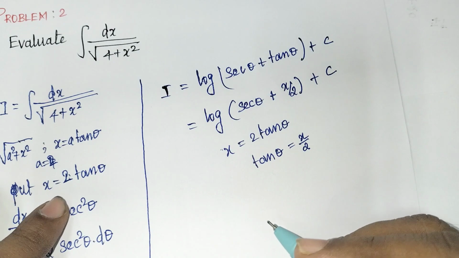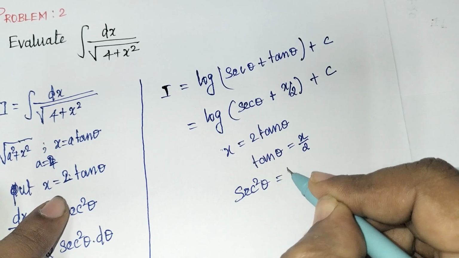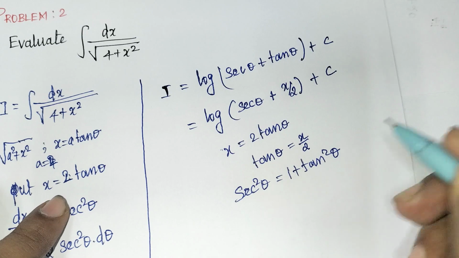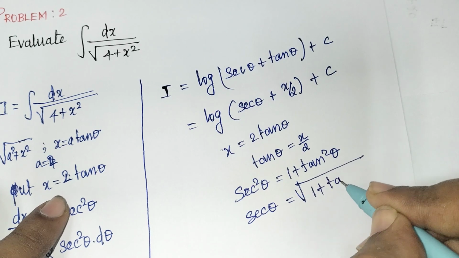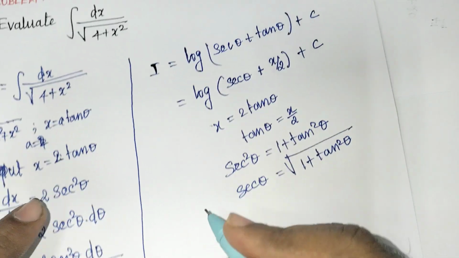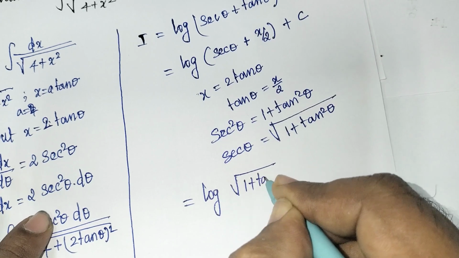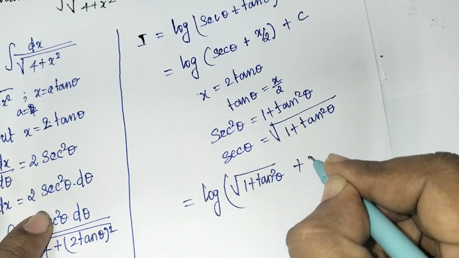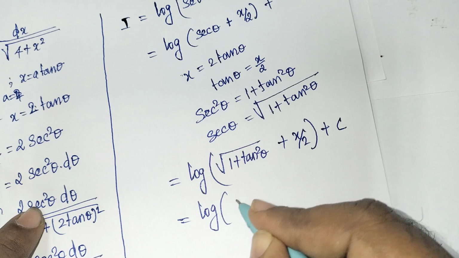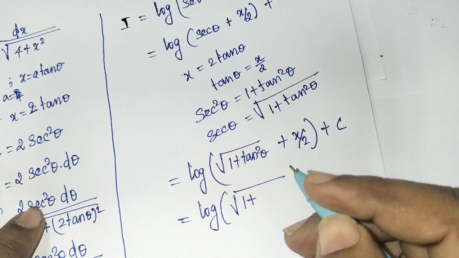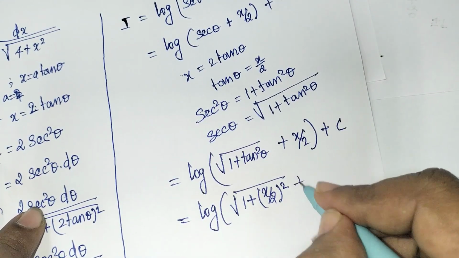This secant theta, how to replace? Already we know secant square theta equal to 1 plus tan square theta. Okay, from this I will write secant theta equal to square root of 1 plus tan square theta. So in our term I will replace log of secant theta as square root of 1 plus tan square theta and plus x by 2 plus c. Okay, so here I will replace log of square root of 1 plus tan square theta. Here tan theta is x by 2, just here you can replace x by 2 whole square plus x by 2 plus c.